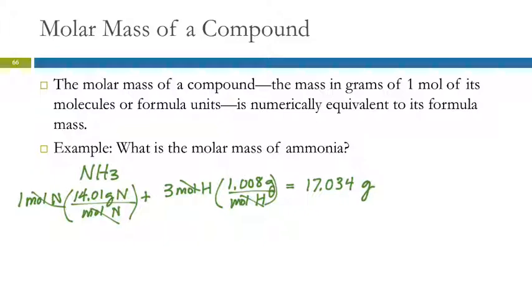So this mass, right? That is the mass of 1 mole. So a lot of times when we talk about a molar mass, we'll say it's 17.034 grams per mole, because 1 mole of NH3 weighs 17.034 grams.